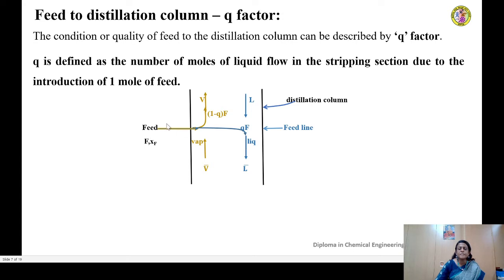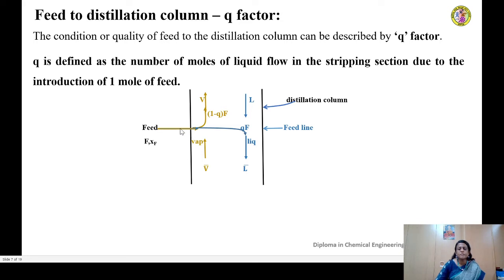Suppose the feed is entering as a cold liquid, so it will be at a temperature less than its bubble point. Under that condition, when it contacts the vapor, it causes the vapor to partially condense. Means some part of the vapor at this location condenses due to the introduction of the feed as cold liquid. So the vapor flow rate decreases, but the liquid flow rate increases because there is an additional amount of liquid getting added due to that condensation. So that is the impact if the feed enters in the form of cold liquid.